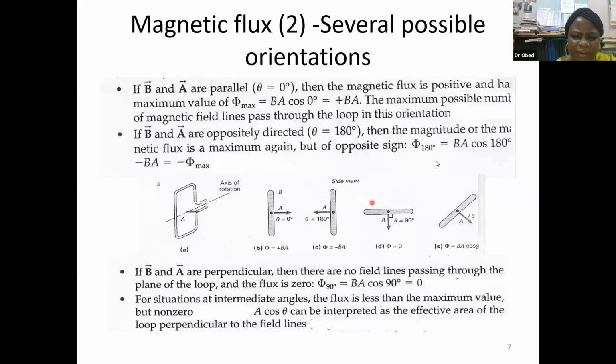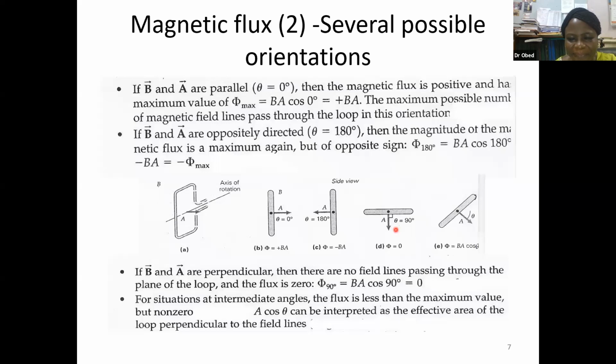Now we look at the other type of orientation that can occur. That is, the direction of the magnetic field and the area vector are perpendicular to each other. Mind you, this is the direction of the magnetic field. Then there are no field lines passing through the plane of the loop, and the flux is 0 because cos 90 degrees is 0. So 0 times anything is 0. That's even from primary school. You must have learned that from your primary school.